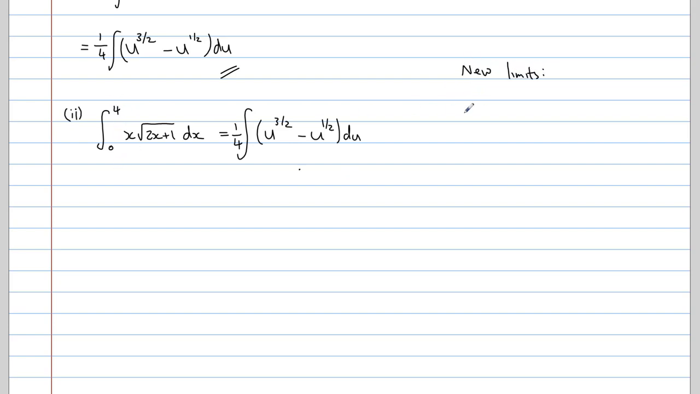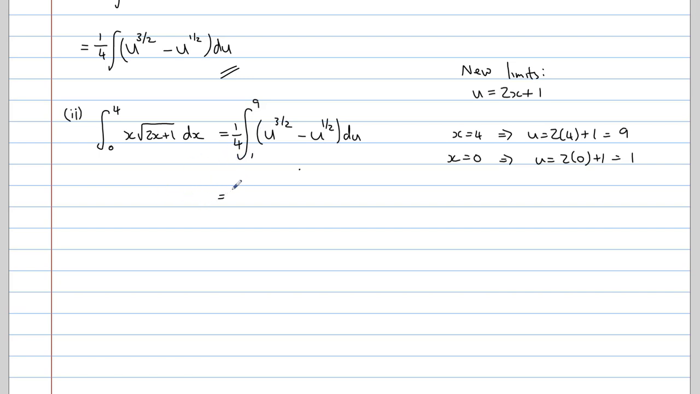So the original limits were 0 and 4, and we know that u equals 2x plus 1. So when x is 4, u would be equal to 2 lots of 4 plus 1, which is 9. And when x is 0, u would be equal to 2 lots of 0 plus 1, which is 1. So our new limits are between 9 and 1. The reason we calculate new limits is to avoid having to substitute back into x at the end and getting a more complicated expression to evaluate numerically.